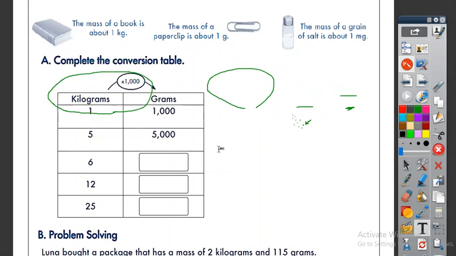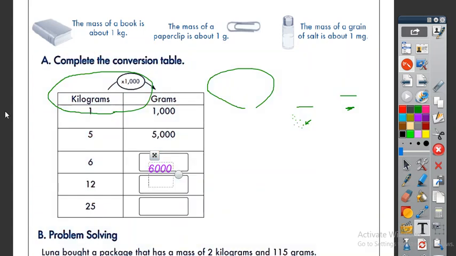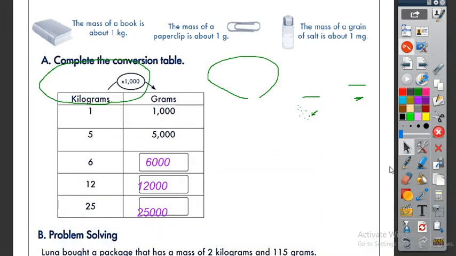This one is 6000, while this one is 12,000. And finally, this one is 25,000. Okay.